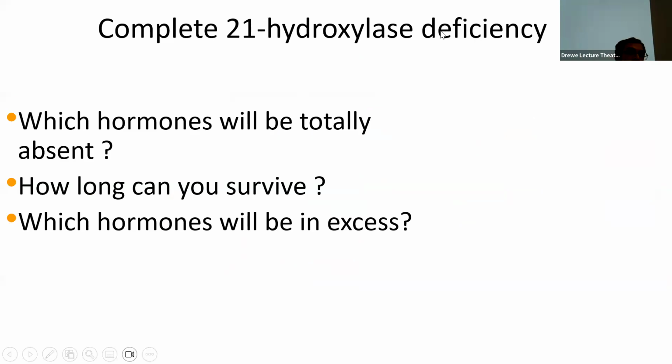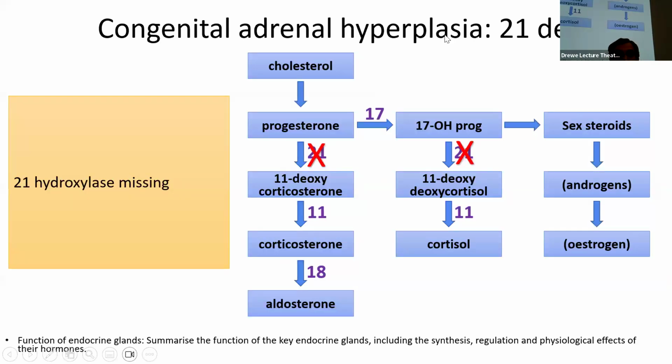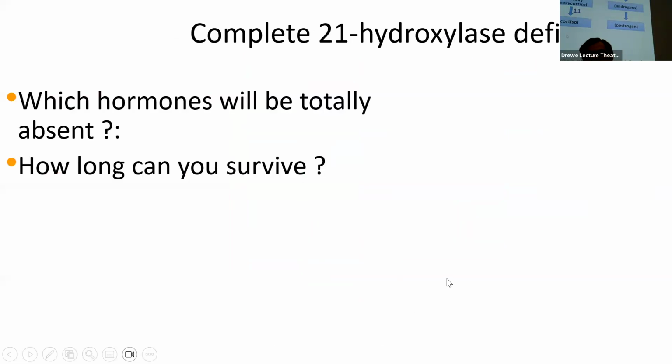And which hormones will be in excess? Okay, so clearly, if you have complete deficiency of 21-hydroxylase, you can't live very long at all because you've got no cortisol, and importantly, you've also got no aldosterone. So this is like Addison disease. You've got no mechanism to maintain your blood pressure, you can't retain sodium, and you can't increase your glucose levels, which are controlled by the adrenal gland. So without these two, you will die very, very quickly.